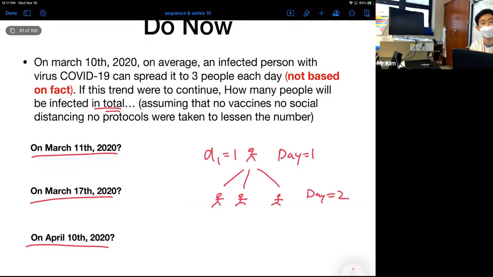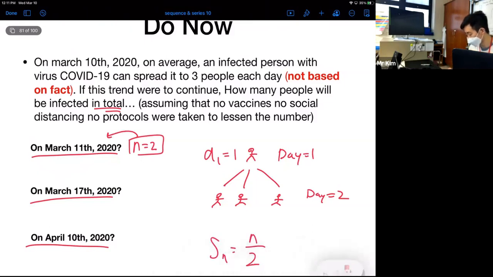Would March 10th be day one, or like what month? March 11th will be day 2. Yeah. I'm gonna write the summation formula for you guys here. Oh, that's arithmetic, my fault.